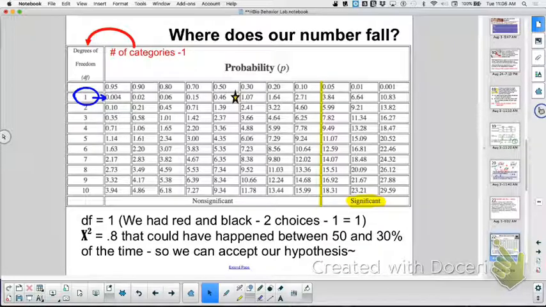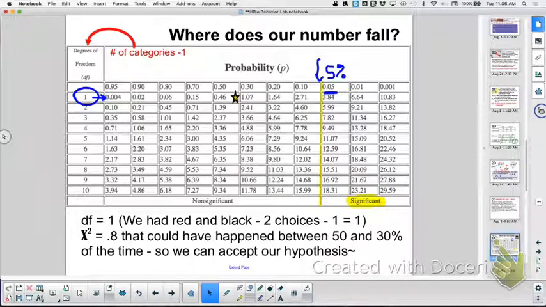And that we would expect to have happened between 30 and 50% of the time. 30 to 50% of the time is okay. That's half the time. It could be almost half the time that it would turn out that way, or 30% of the time. Where we draw the line is right here. What percentage of the time would that be?